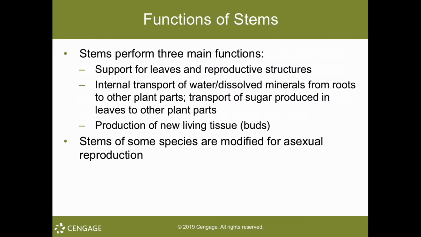Secondly, stems provide internal transport. They conduct water and dissolved minerals, being those inorganic nutrients, from roots, where these materials are absorbed from the soil, to the leaves and other plant parts. Stems also conduct the sugar produced by leaves by way of photosynthesis to roots and other parts of the plant. Please bear in mind, however, that stems are not the only plant organs that conduct materials. The vascular system is continuous throughout all parts of the plant, and conduction occurs in roots, stems, leaves, as well as reproductive structures.